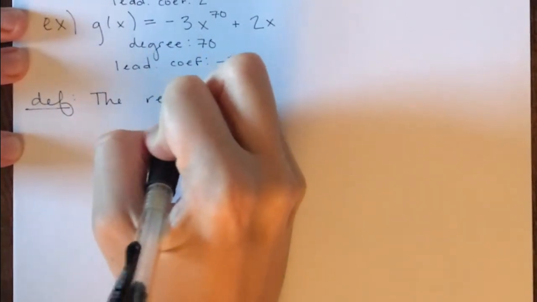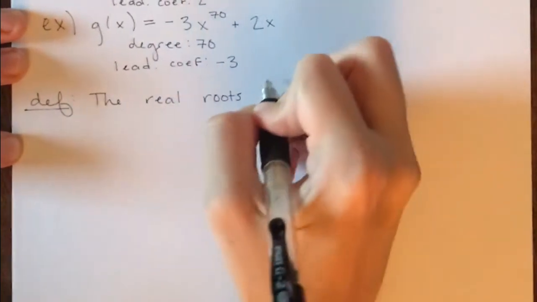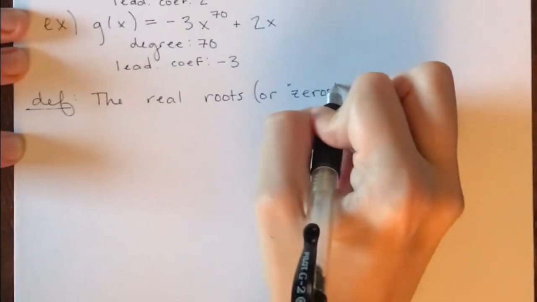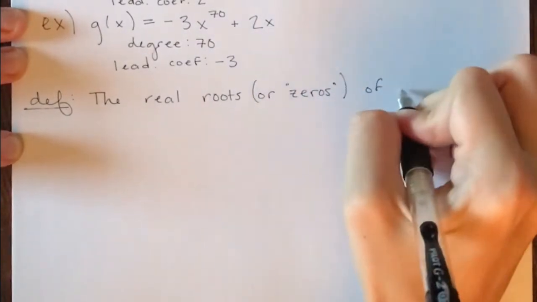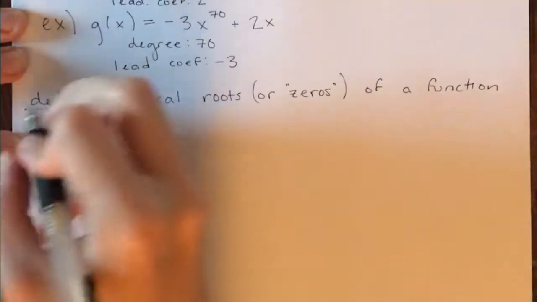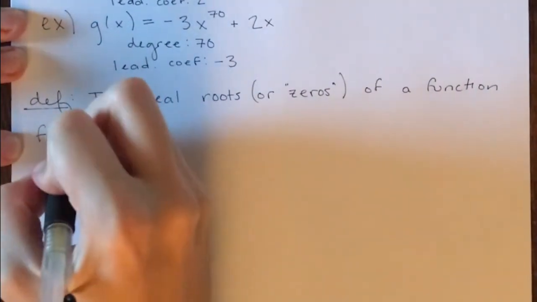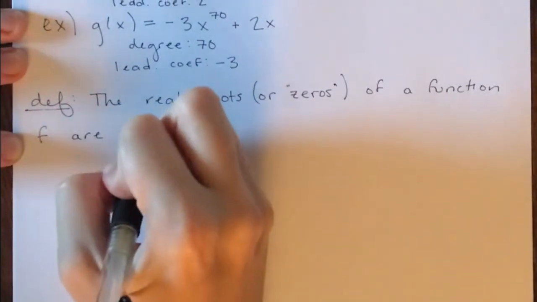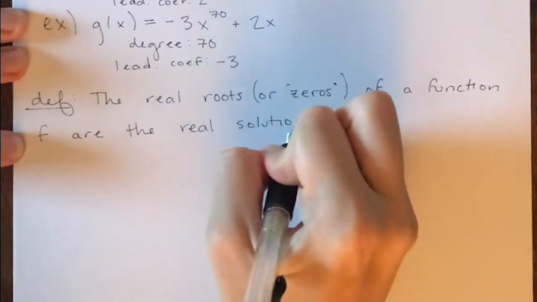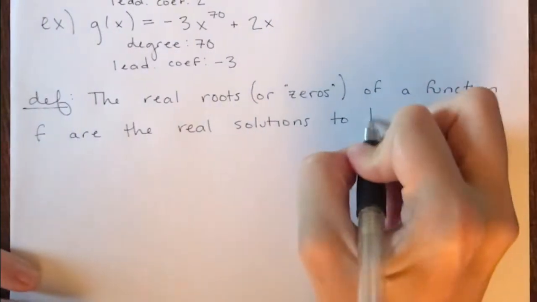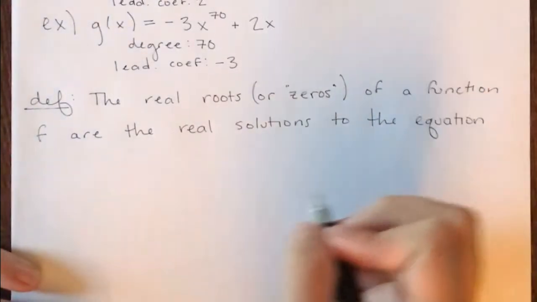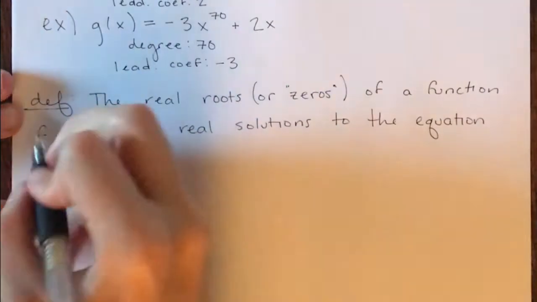The real roots, or zeros, we also call them, of a function, this is any function, not just polynomials, are the real solutions to the equation f of x equals 0.